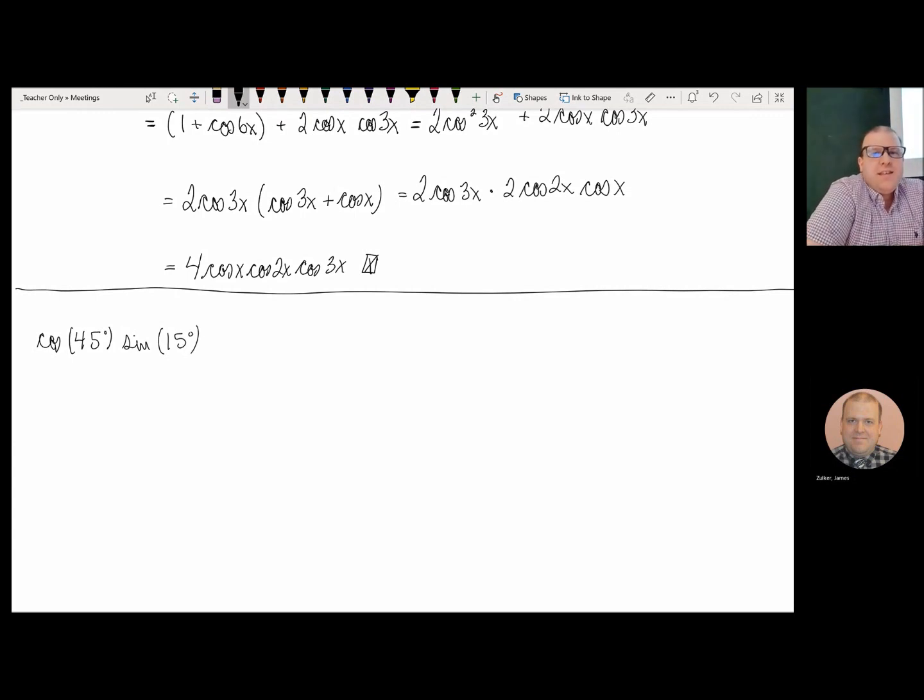Wish to evaluate this exactly: cosine of 45 degrees times cosine of 15 degrees. I don't know why I wrote sine. Cosine of 45 degrees we know, right? Root 2 over 2. What about cosine of 15 degrees? That is not known.